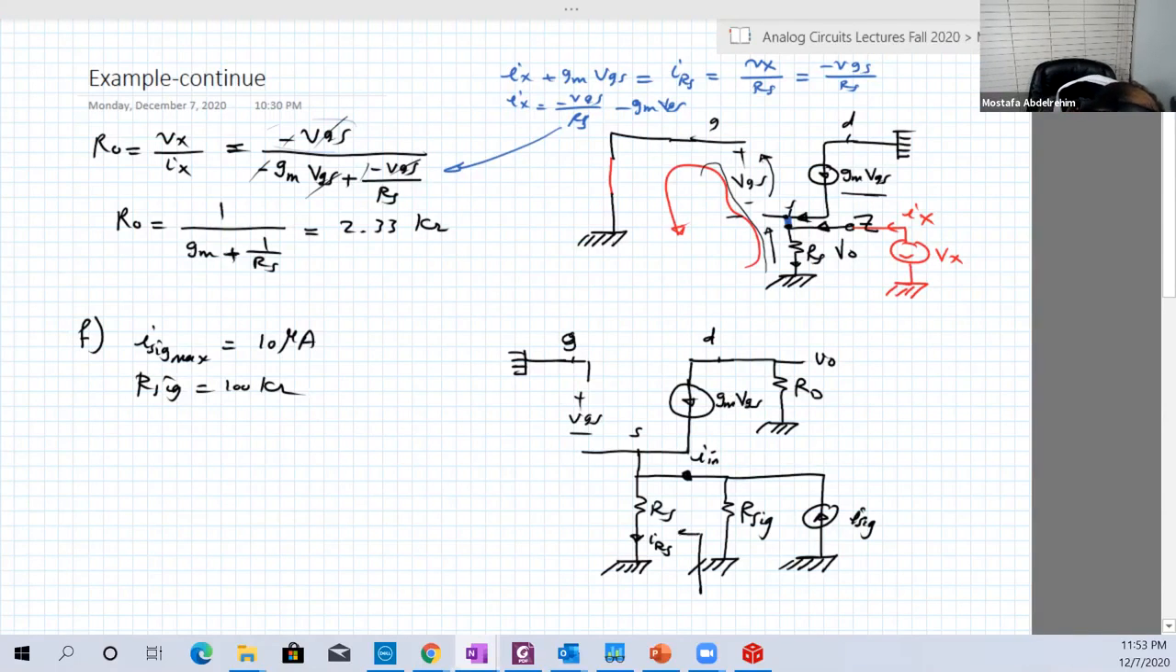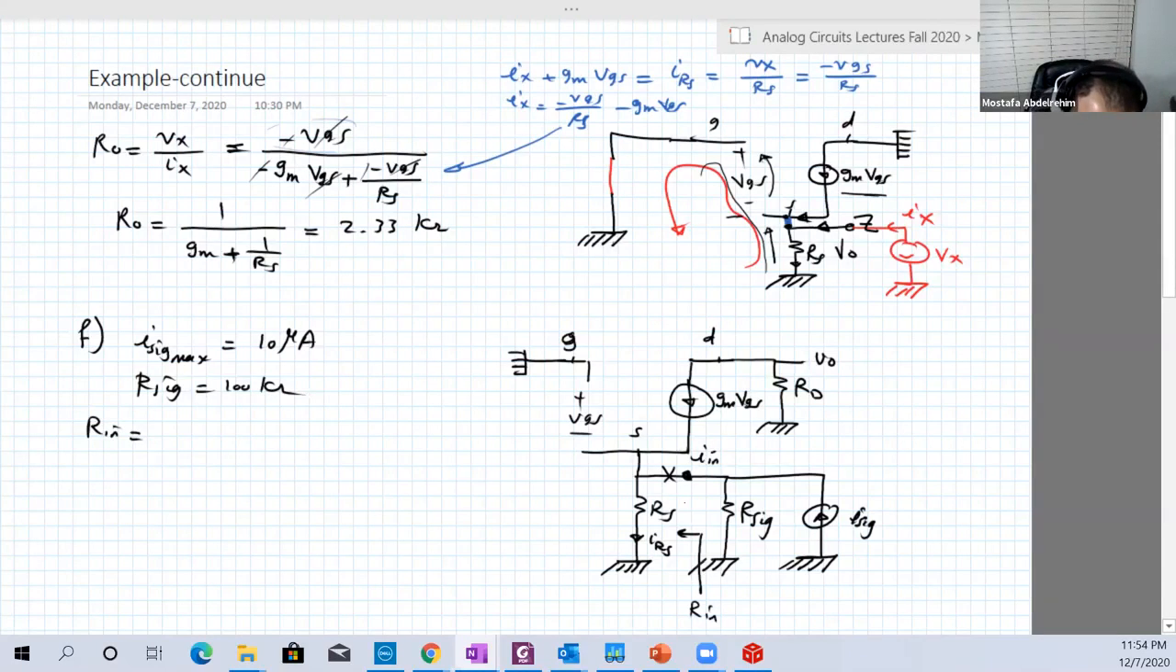If we look between these two terminals, this terminal here is the source and the ground, we're going to see an input resistance. Let's call it R input. So let's determine this R input because we're going to use it. If we determine R input, we're going to assume here we have Vx and Ix.